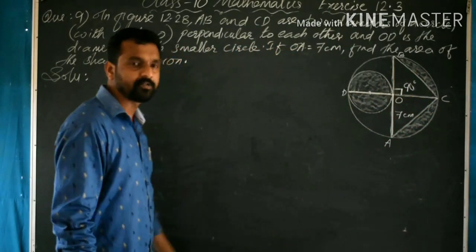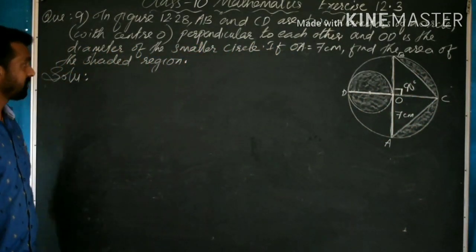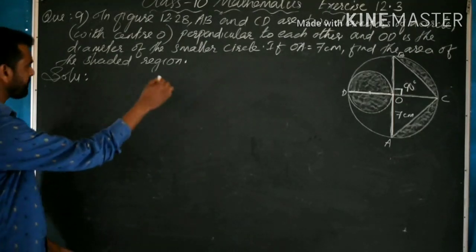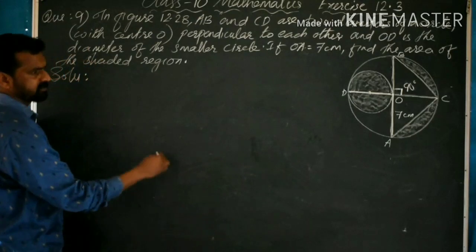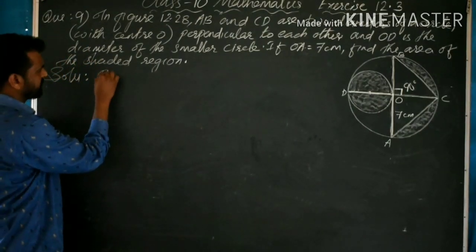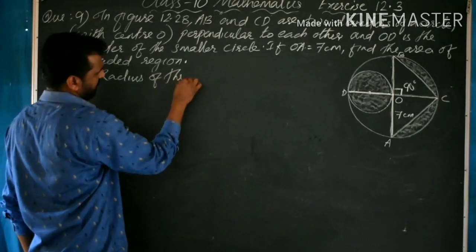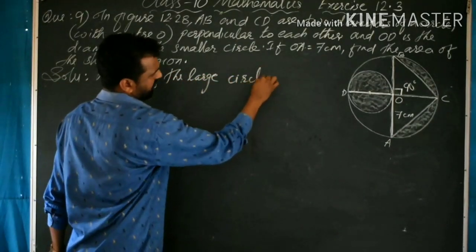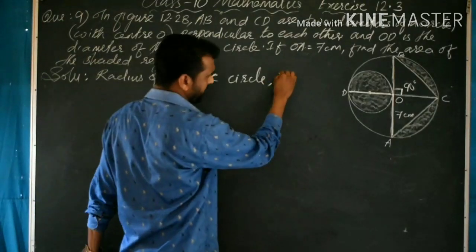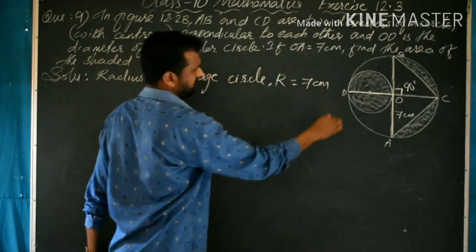Before that we have to write the given values from the question. So first we will write, it is given there OA is equal to 7 cm. So we can write radius of the large circle, that we can denote by the capital letter R. R is equal to 7 cm.